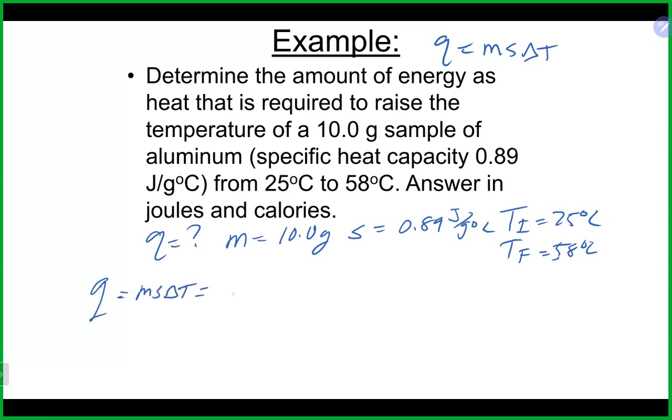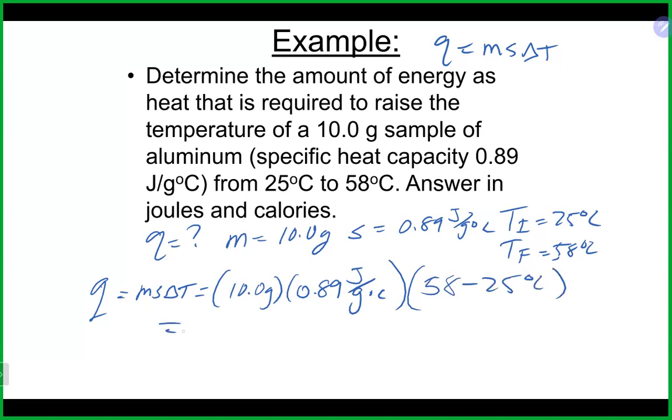So we'll put our values in. That'll be 10 grams, 0.89 joules per gram per degree Celsius. Once again, taking our final temperature minus our initial temperature here. And if we put all that into our calculator, 10 times 0.89 times the difference of 58 minus 25, looks like we end up with 293.7. In terms of the units, the grams will cancel, the Celsius will cancel. That leaves us just joules as a unit of energy.